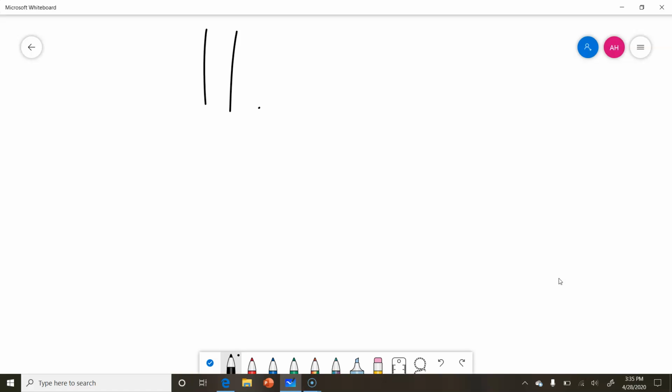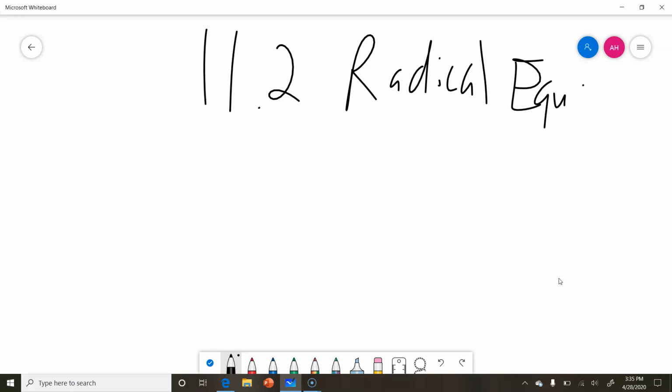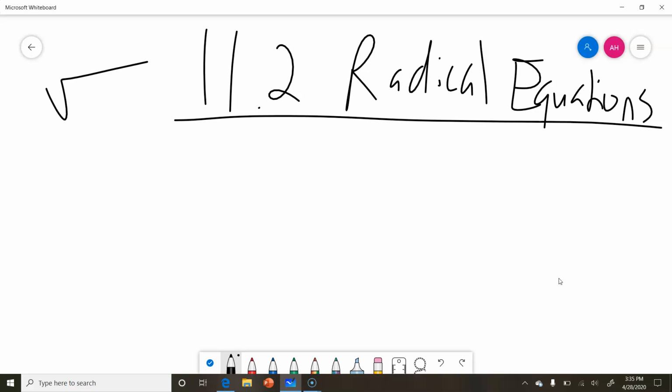But we are on a new lesson today, 11.2, and this is on radical equations, okay? So we talked about radicals yesterday, and that's the square root symbol, right? We're on page 457, and we talked about this symbol, the square root symbol, the radical symbol.